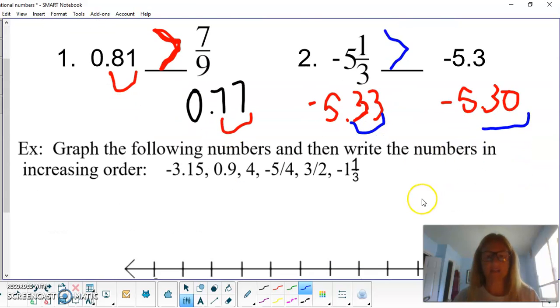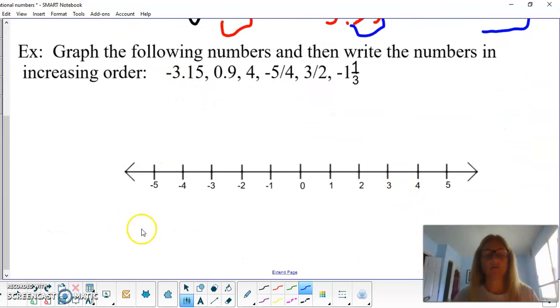All right, the last thing you need to be able to do is graph them on a number line and write them in order. Graphing them on a number line helps put them in order because a number line goes from small to large. So here we have a whole bunch of numbers, except we have some fractions here, and it's so much easier to make them decimals. So let's go ahead and graph the first one. So we have negative 3.15. So this number is between these two numbers, right? But it's much closer to negative 3. So we're going to put it right there.